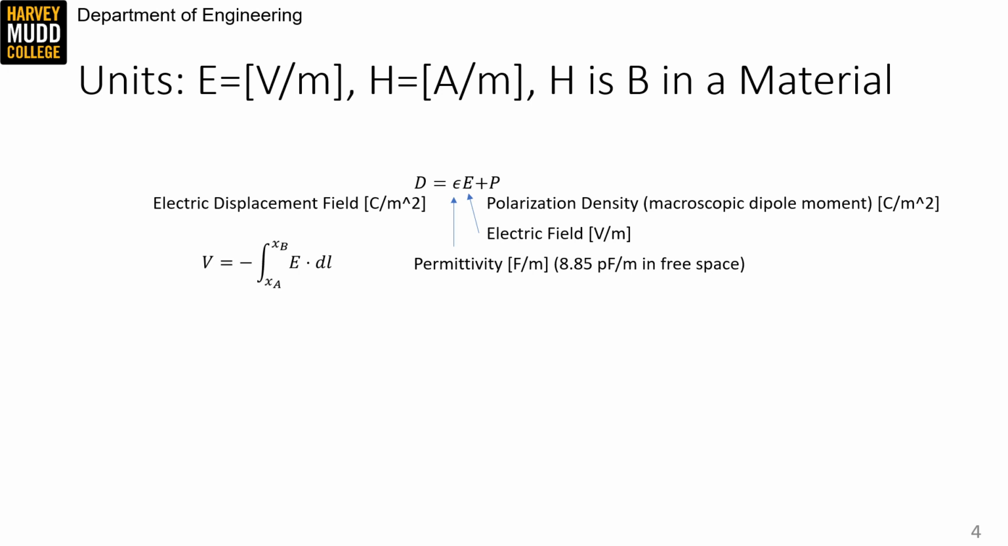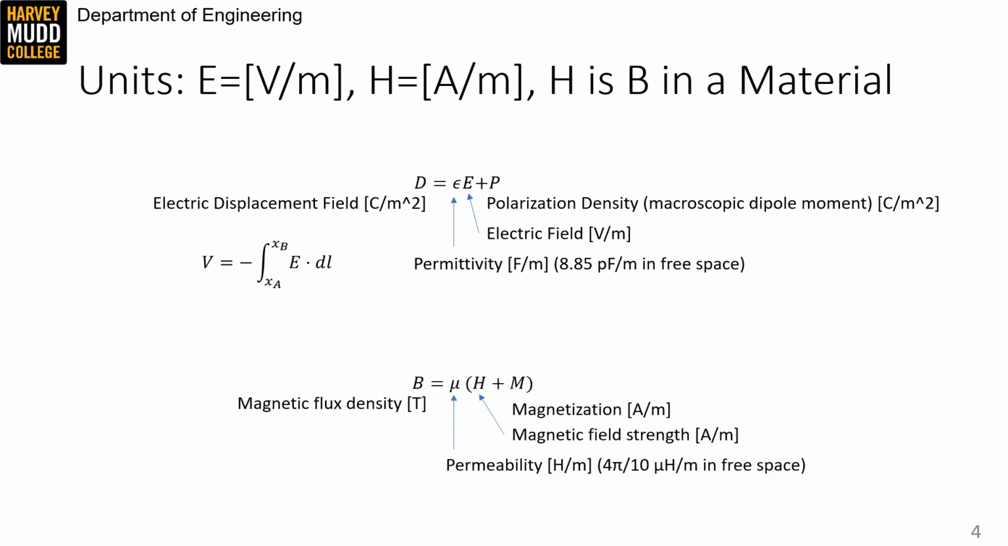The units of that charge displacement are coulombs per meter squared, and that's different than the volts per meter that we see in electric field. So we define epsilon, the permittivity of a material, as a constant that tells us how much charge the E field moves. Permittivity turns voltage into charge, just like a capacitor, so it has units of farads per meter. And in particular, it's 8.85 picofarads per meter in free space.